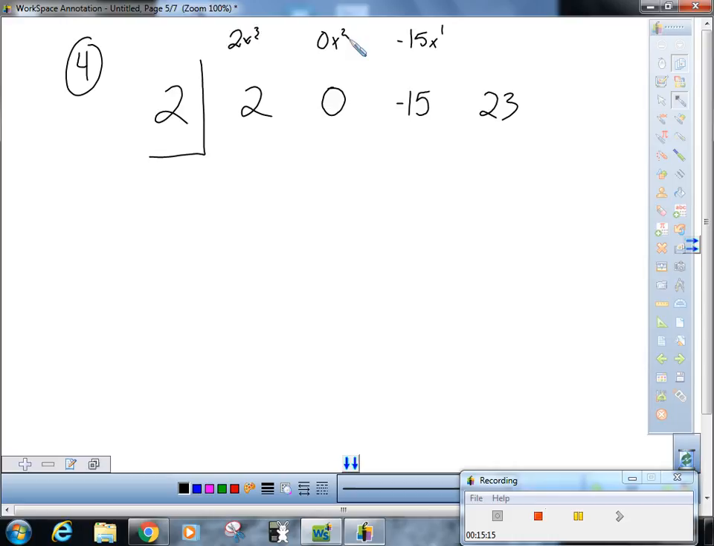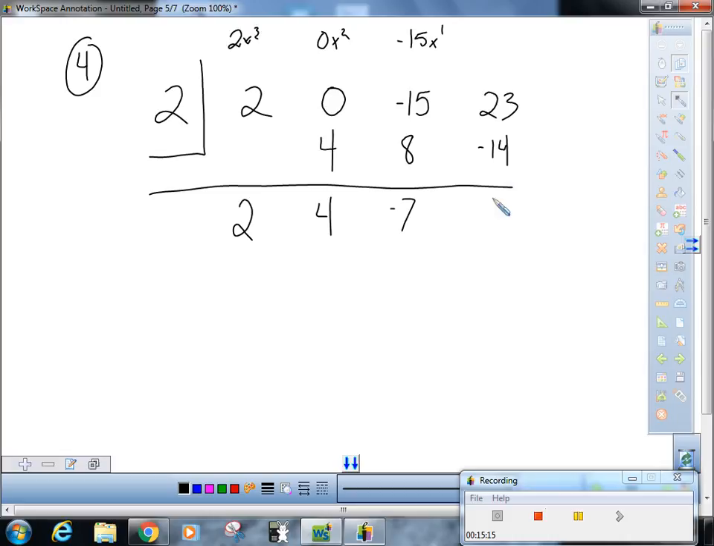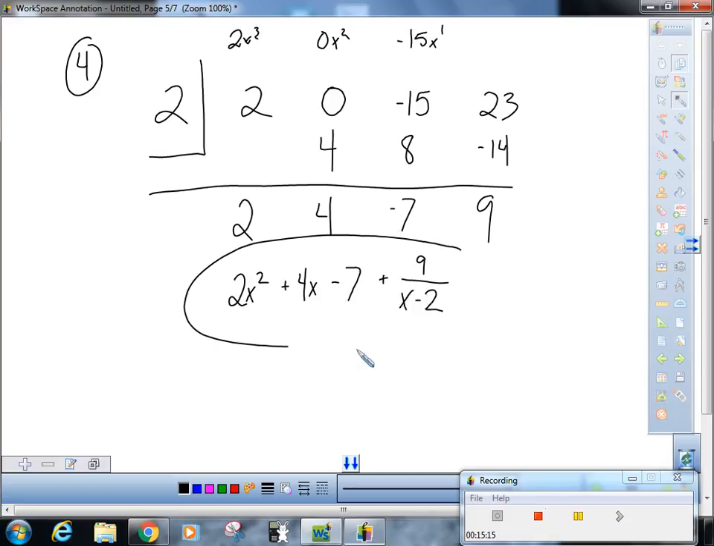Okay? All right, draw our line. Try not to mess up this time. 2 times 2 is 4. 0 plus 4 is 4. 2 times 4 is 8. Negative 15 plus 8 is negative 7. 2 times negative 7 is negative 14. 23 minus 14 is positive 9. We started with x cubed, so our answer is 2x squared plus 4x minus 7 plus 9 over x minus 2.